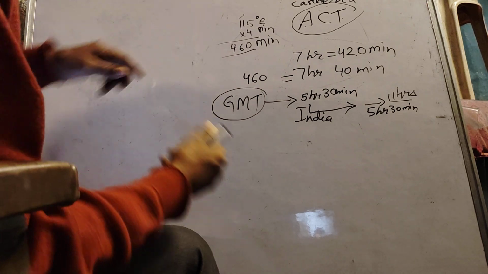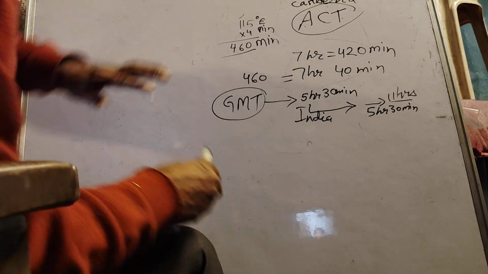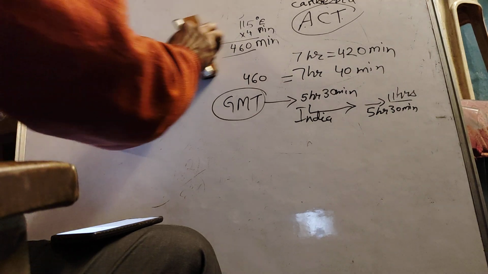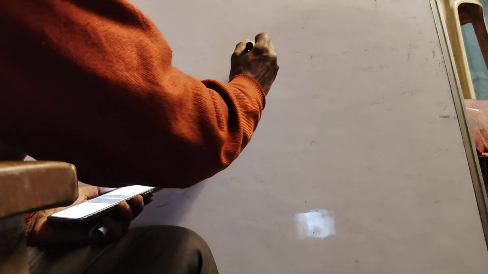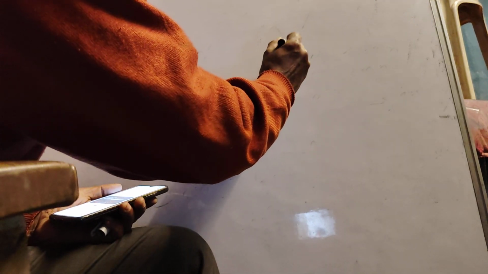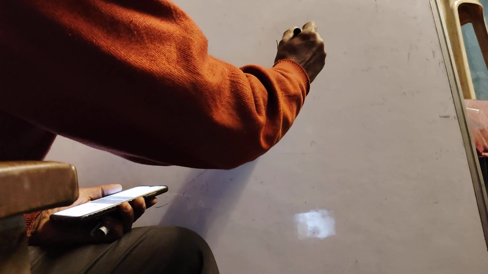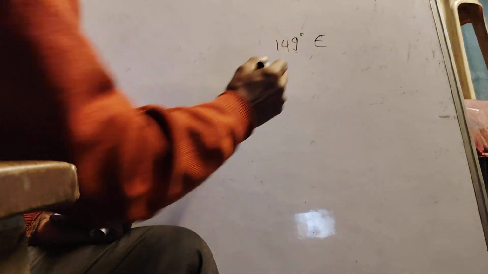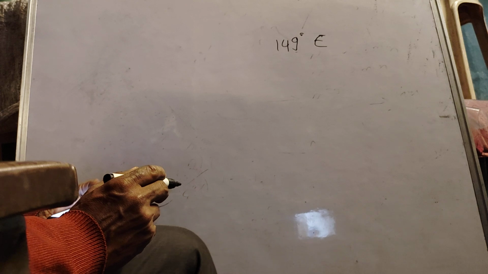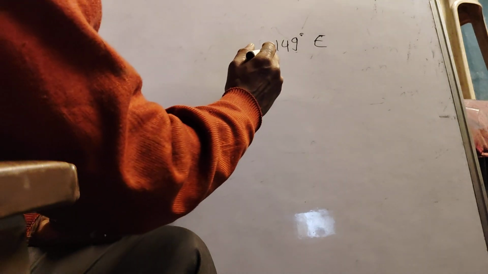Do you know the position of Australia is in degrees east? So what is the position of Canberra in longitude lines? Canberra is 149 degrees east.